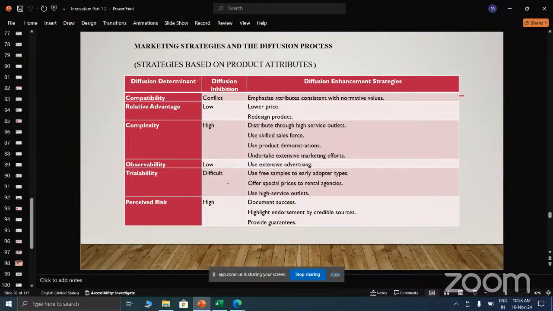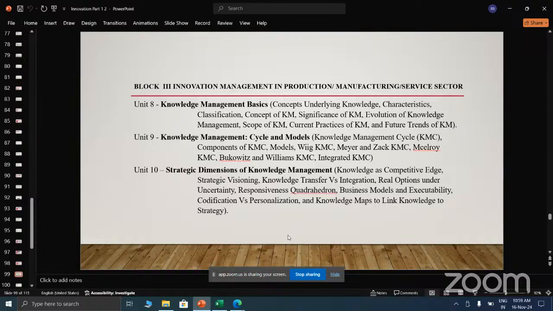Reliability, which falls into difficult diffusion inhibition, and the strategies include use of free samples, like Geo gave initially 3 months of free services to most of the customers. Then special offers, like reduced offers during Diwali time and other things. Then the last determinant is perceived risk, which falls into higher diffusion innovation, and that includes strategies like documenting success, highlighting endorsements of credible sources, or providing guarantees.